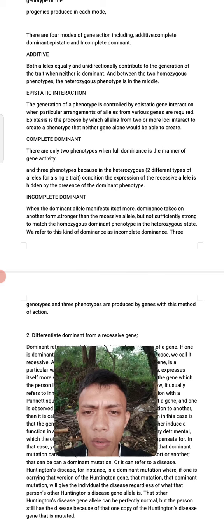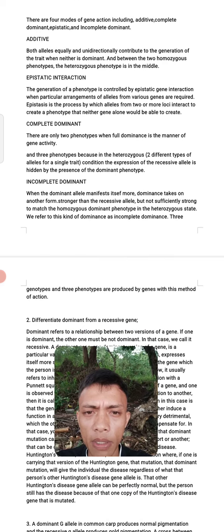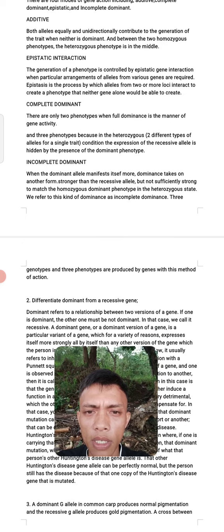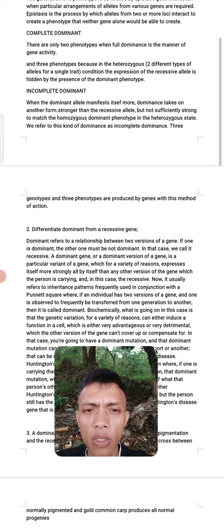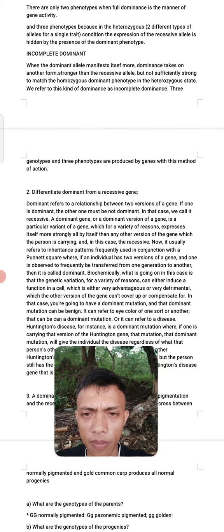Incomplete dominant. When the dominant allele manifests itself, it takes on another form, stronger than the recessive allele, but not sufficiently strong to match the homozygous dominant phenotype in the heterozygous state. We refer to this kind of dominance as incomplete dominance. 3 genotypes and 3 phenotypes are produced by genes with this method of action.